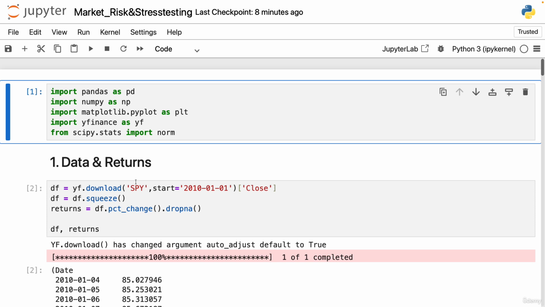We download daily closing prices starting 2010. This gives us a sufficiently long sample that includes both relatively calm market periods and episodes of elevated volatility. We work with closing prices, which is a common choice in daily market risk applications.